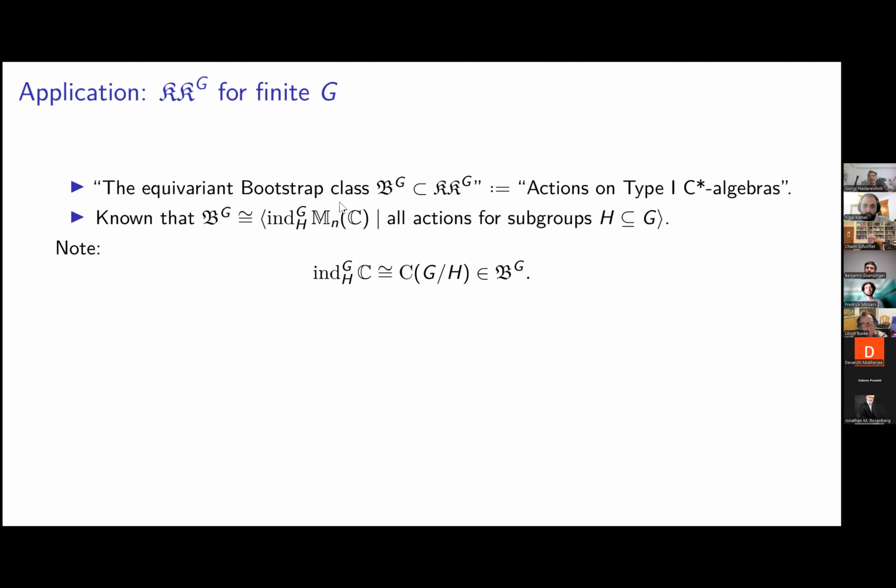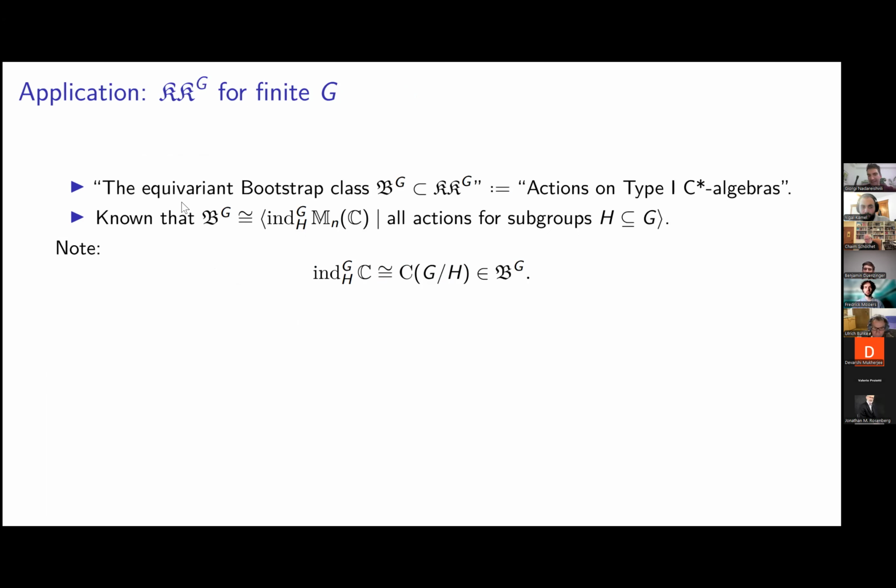Okay, so now we go to the application and we dive into whatever our paper describes that I put up in my second slide. So now I'm looking at KKG. We saw this on Christian's slide. So you have actions of G on separable C-star algebras, but now I will consider just finite G, right? This is what our article concerns. So I have KKG and I have fixed the group G finite.